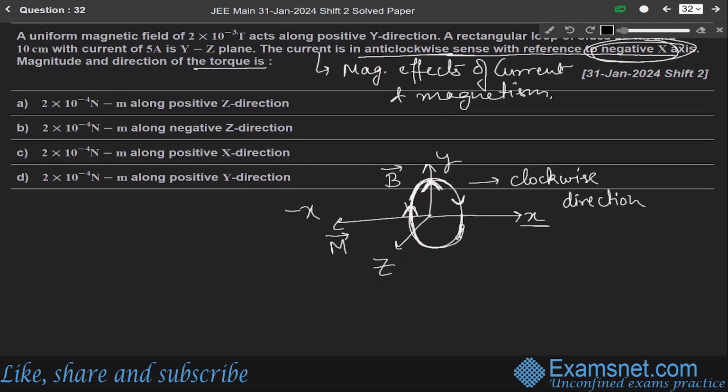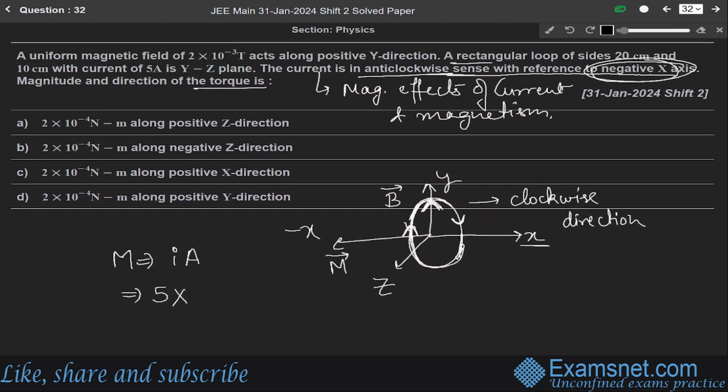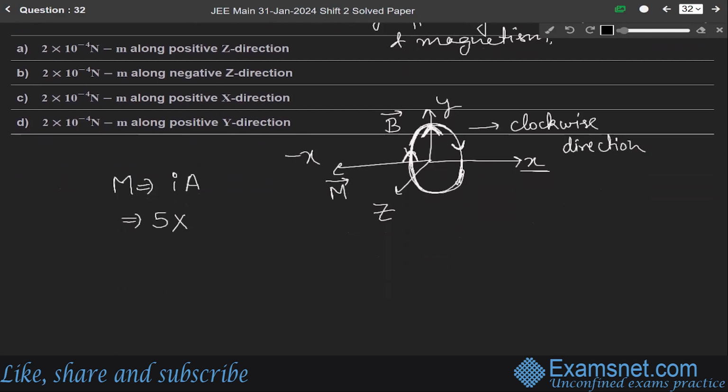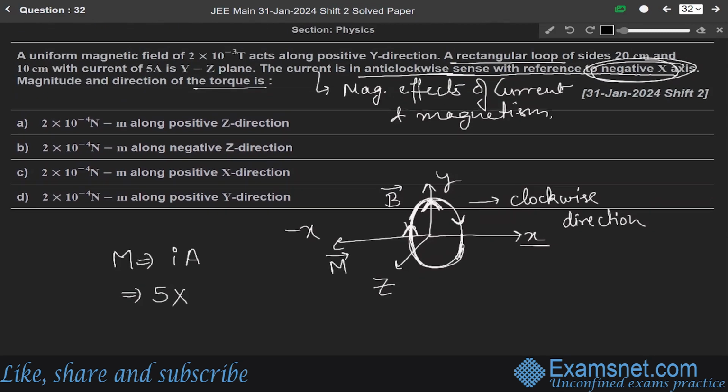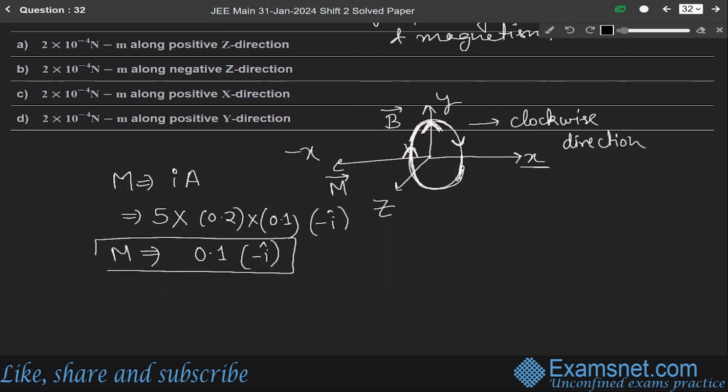So we have to find the torque. At first, the magnetic moment M is equal to I into A, current into area. Current is given as 5 ampere. Since it is a rectangular loop, its area will be length into breadth; length is 20 centimeter and breadth is 10 centimeter, meaning 0.2 meter into 0.1 meter, and it is in the negative x direction, meaning negative i cap. So it will be equal to 5 into 0.2 into 0.1, that is 0.1, minus i cap. So this magnetic moment M is in the negative i direction.